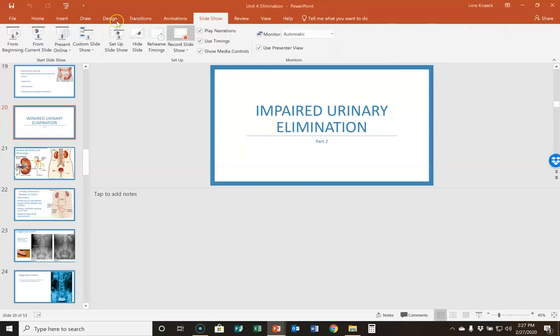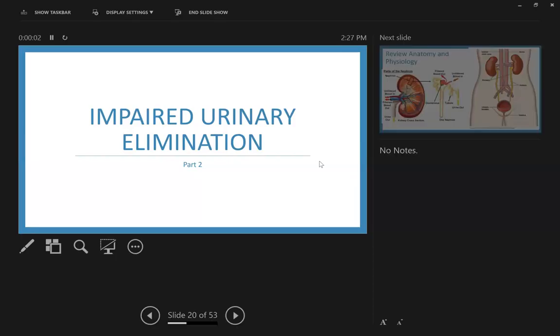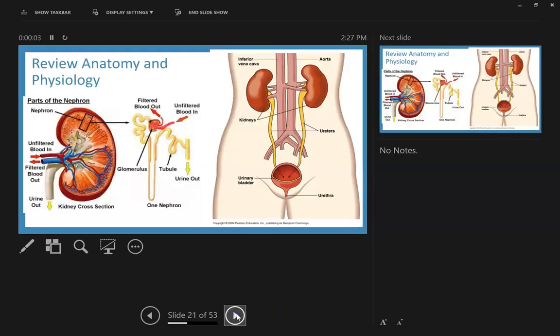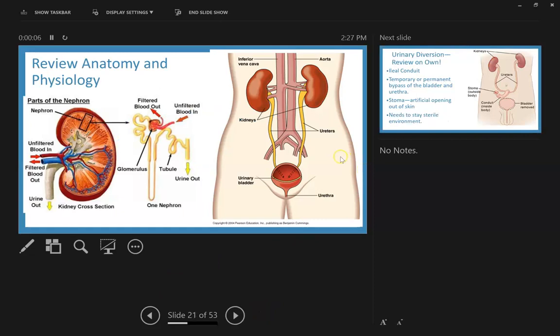All right, we're going to continue with Unit 4, Impaired Urinary Elimination. Okay, here's a review of the anatomy and physiology. So how the kidneys filter is through a nephron that is here, and it goes through the little tubules here, and the blood is filtered in those. We call this little mesh here of capillaries the glomeruli, or glomerulus, and that is what filters out the blood too.